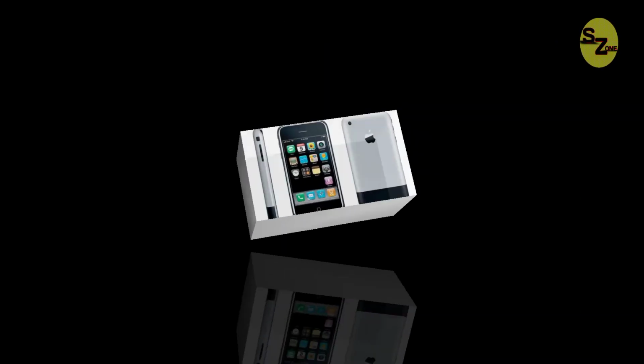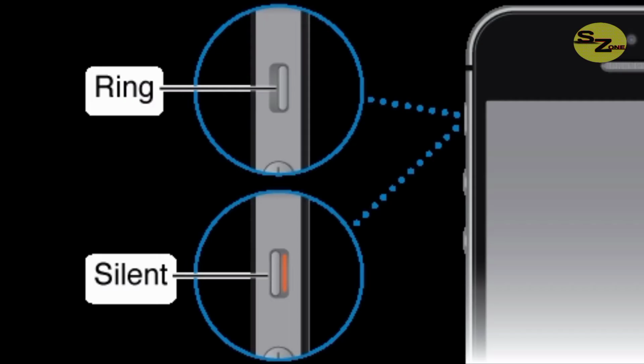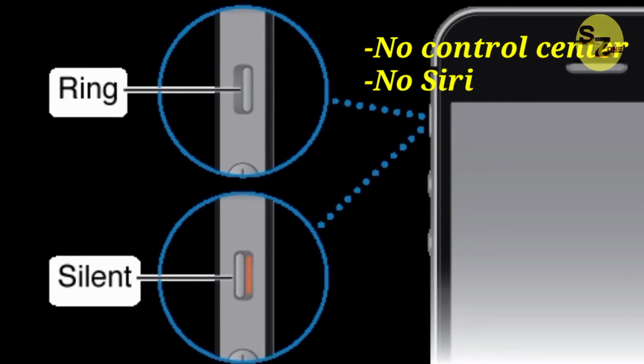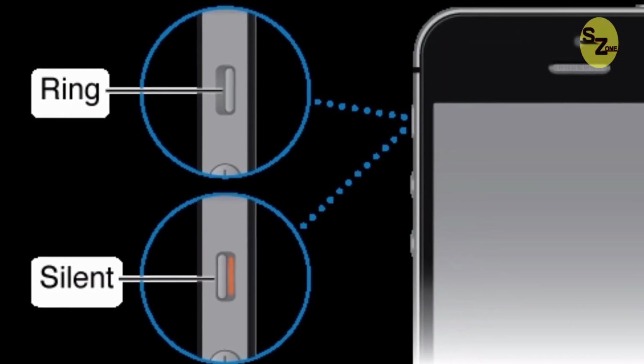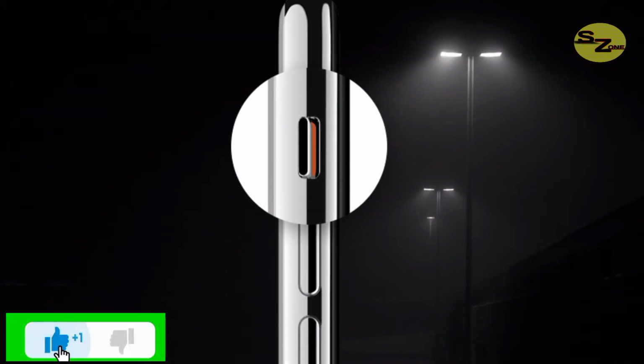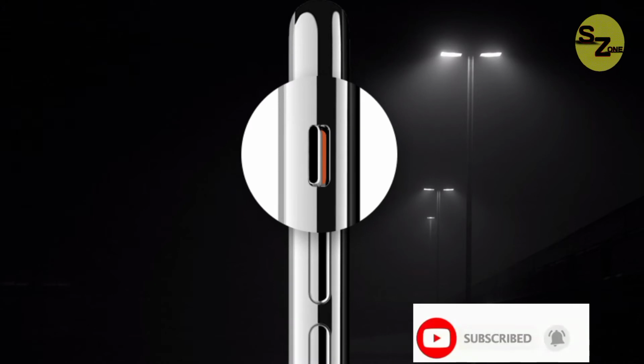When the iPhone was released in 2007, Apple solved that with a quick-fix silent switch. At the time, this was an awesome solution. There was no control center. There was no Siri. The safest and easiest way to make sure your phone was on silent was with the switch. Without looking, you can reach into your pocket or in phone holster and determine whether your iPhone is in silent mode.